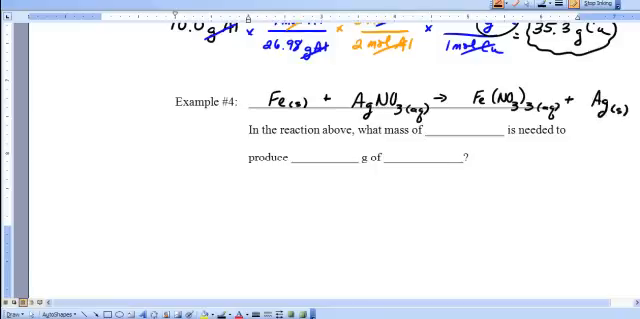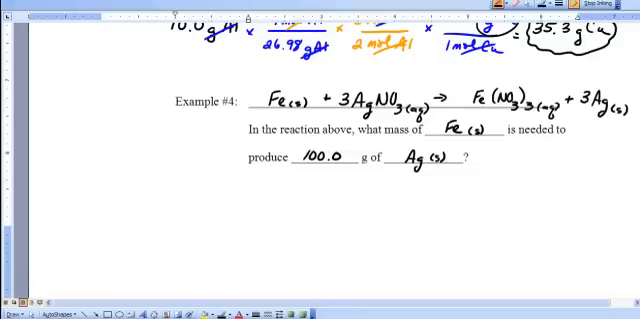This is actually a single replacement reaction because the iron is replacing the silver in the compound. To balance this, we'll need to put a 3 out in front of the silver nitrate and a 3 out in front of the silver, and we are now balanced. Now here's the question. In the reaction above, what mass of iron, Fe, which is a solid, is needed to produce 100 grams of silver, Ag, which will also be in the solid phase.